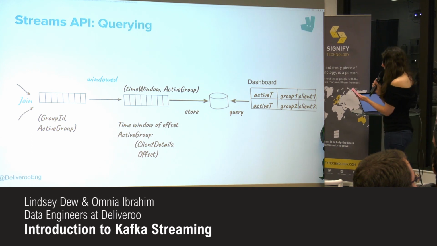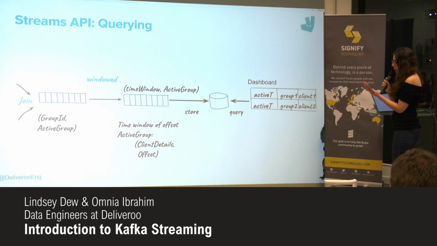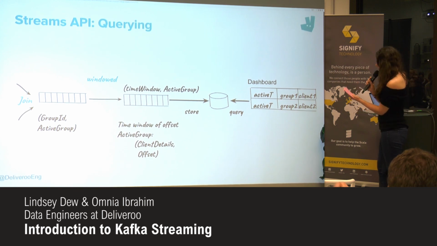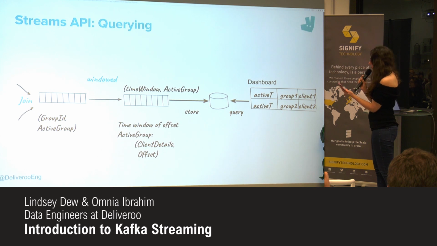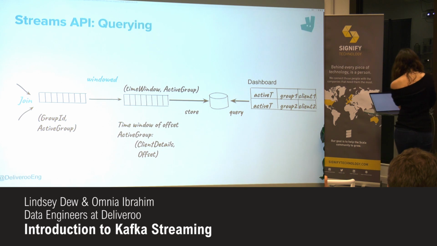So now that we've manipulated our topic into a kind of format that we want to reason about, the next thing we're going to do is make use of another part of the library, which is the interactive queries. For this, we're going to implement a window by time, so that we can group all of our events by the time that they occurred. This is what's telling us what's active, what consumer groups are actually active right now. And then we're going to make use of a state store to query this data back for our dashboard.